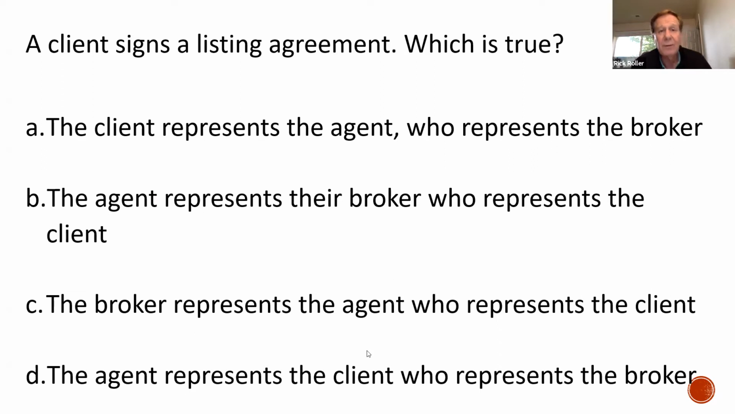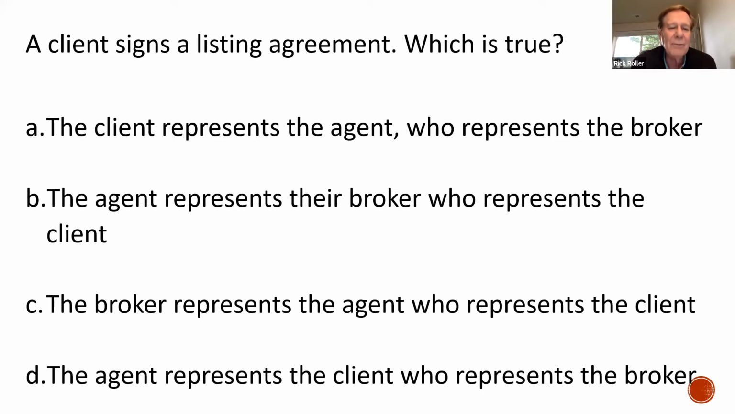Client signs a listing agreement, which is true. The client represents the agent who represents the broker. Does that sound right to you guys? No. The agent represents their broker who represents the client. Okay. Hang on to that one. That's warm and fuzzy. The broker represents the agent who represents the client. Your broker represents you? No.